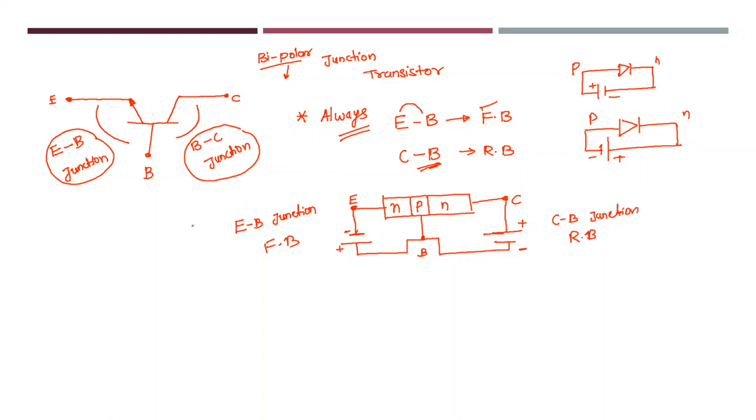This is one of the most important points. Many of the questions are asked based on this particular topic. In a transistor, the emitter base junction should be forward biased and the collector base junction should be reverse biased.